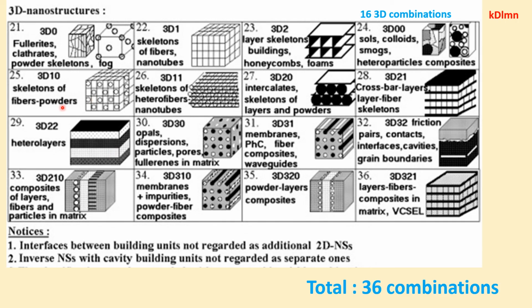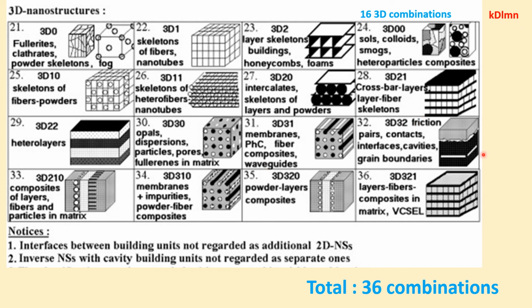So we can see that there are different combinations, 3D22, 3D30, and all the combinations. Finally, we will have combination of one dimension, two dimension, and three dimension to make this three-dimension material. So these all will make 16 types of combinations, and if you add all these types of combinations, there are 36 combinations, and these 36 combinations are allowed in this kDlmn scheme.